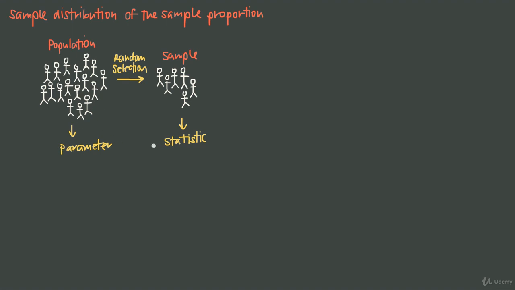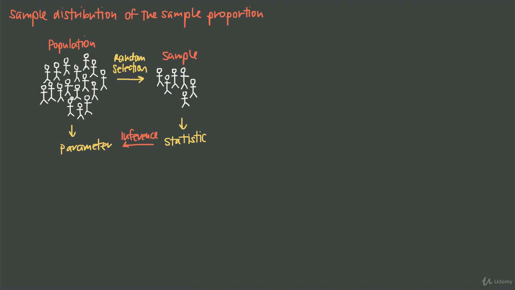And then our goal here is to use what we learned about the statistic to make an inference about the parameter. In other words, maybe we find the sample mean, and we want to use what we know about the sample mean to then make an inference about the population mean, the corresponding population parameter. This is the general process that we're going through.